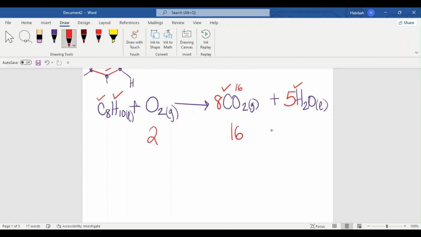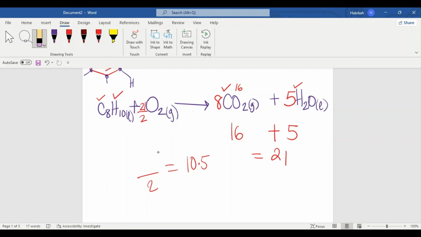So we have 16 oxygens for the CO2, and then we have 5 oxygens in the H2O. So that's 5, making a total of 21. And then we have 2. How do we go from 2 to 21? Well, 21 divided by 2 is the same thing as 10.5. So we have 10.5 here, or we can just say 21 divided by 2.